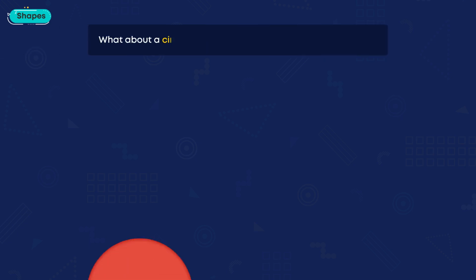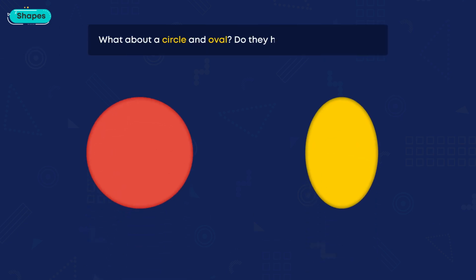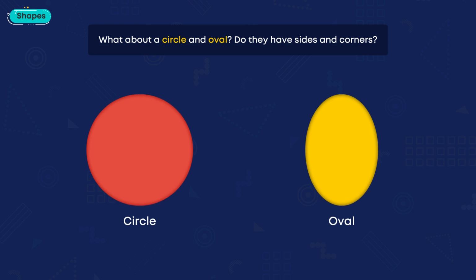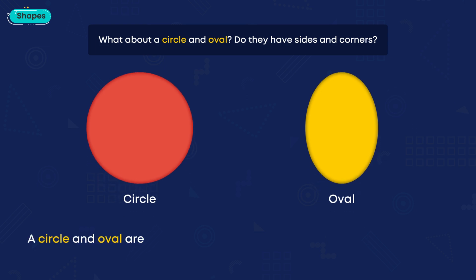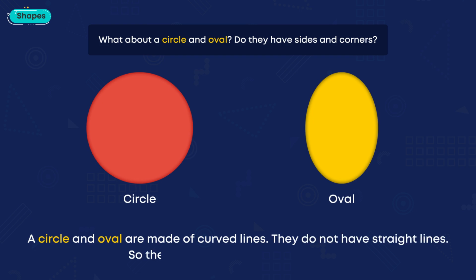What about a circle and oval? Do they have sides and corners? A circle and oval are made of curved lines. They do not have straight lines, so they do not have sides and corners.